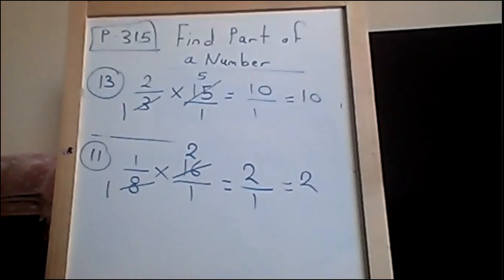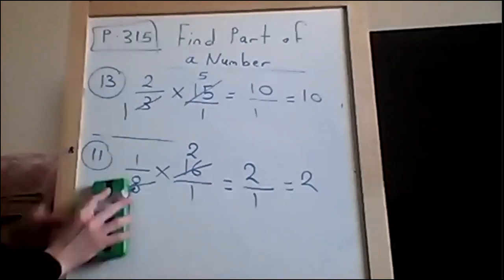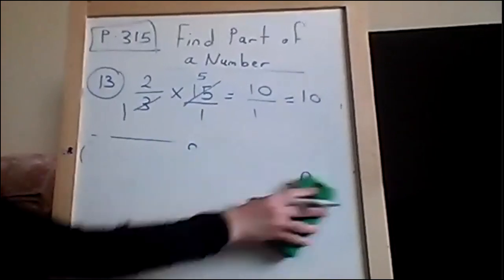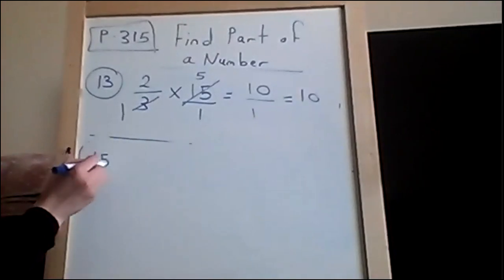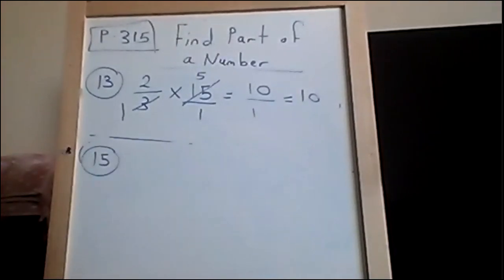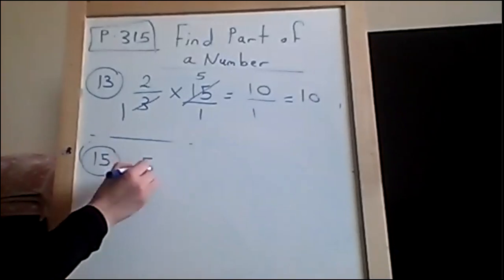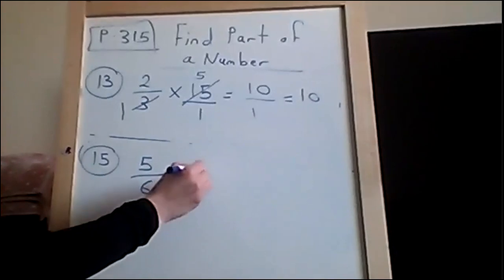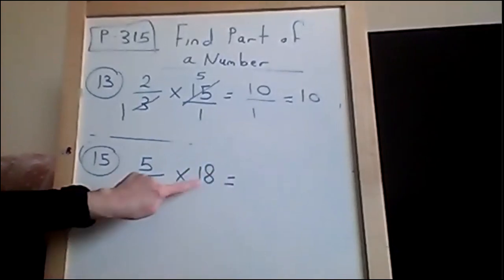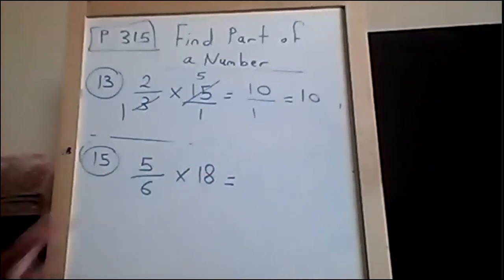Now we are in question number 15. 5 out of 6 multiplied by 18. Girls, this is the whole number. You have to write it as a fraction over 1.